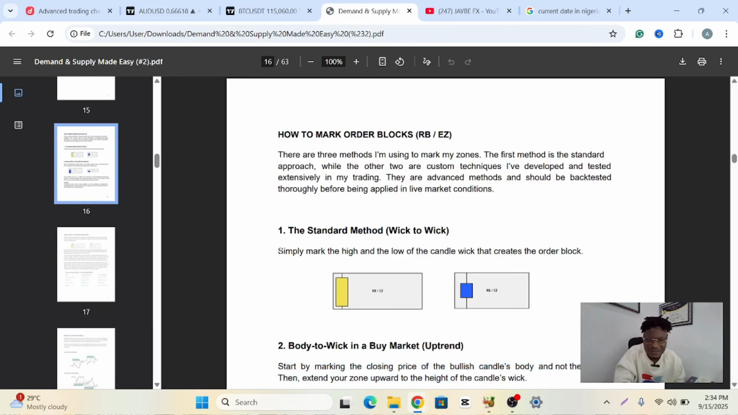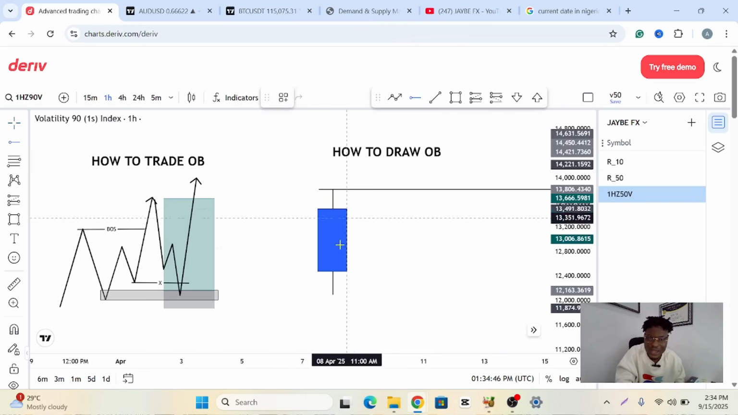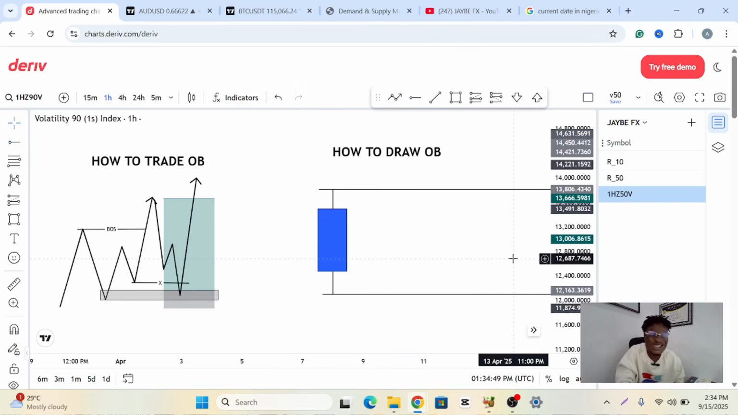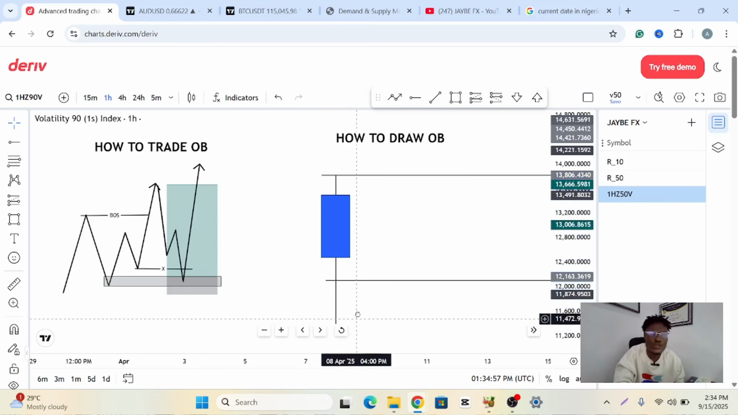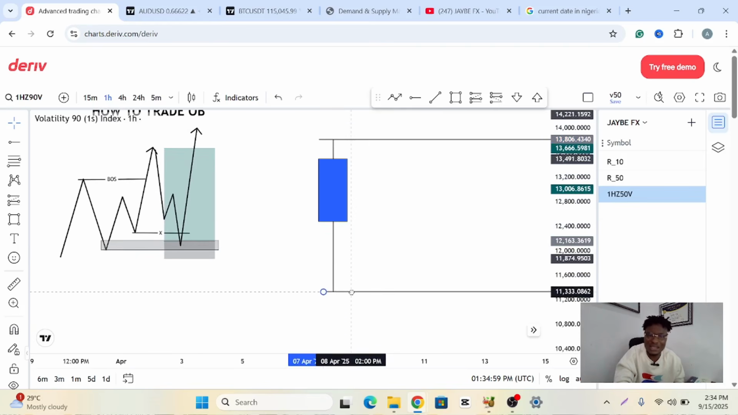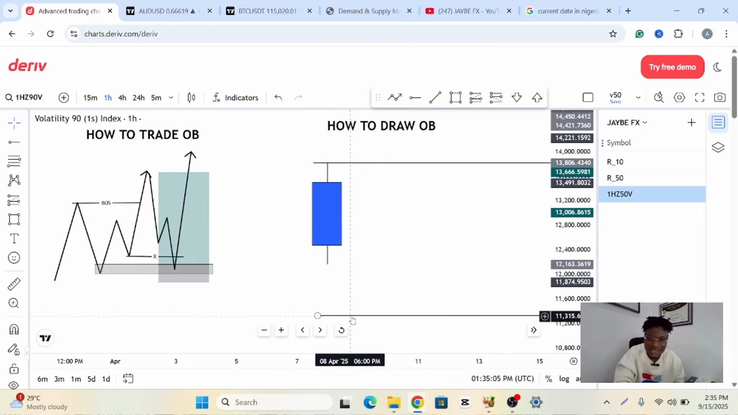So the first rule is simply marking the high and low of the candle wick that creates the order block. It means marking the high and low. That is to say, let's say I want to draw my order block. How do you draw? You draw from the wick of the candle high. This is the first step. You draw from the wick of the candle high to the wick of the candle low, irrespective of whether the wick is small or long. Let's say, for example, you have a long wick to the downside. You will draw it, no matter how small it is and no matter how long it is. If it is small like this, draw it. It's basically from wick to wick.